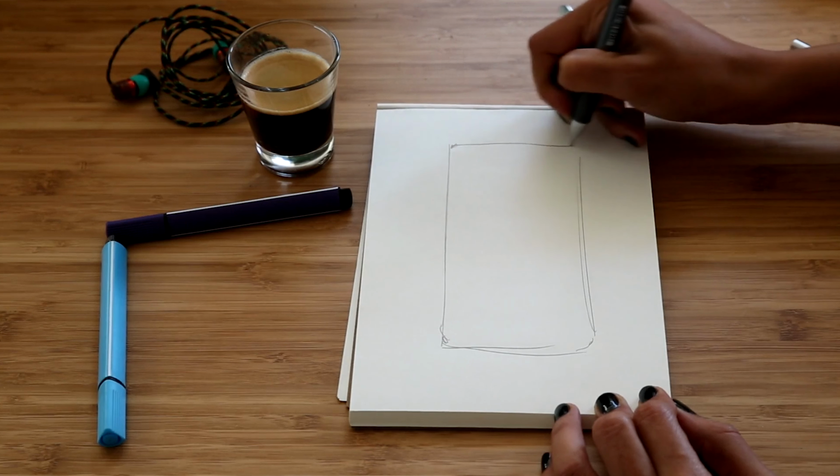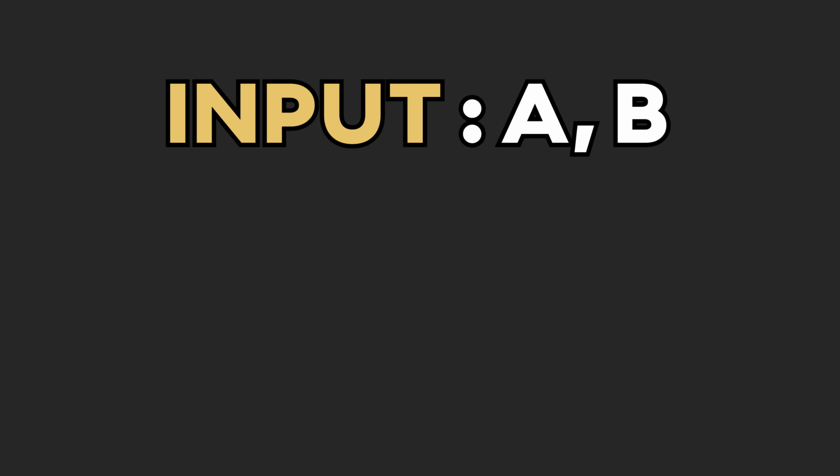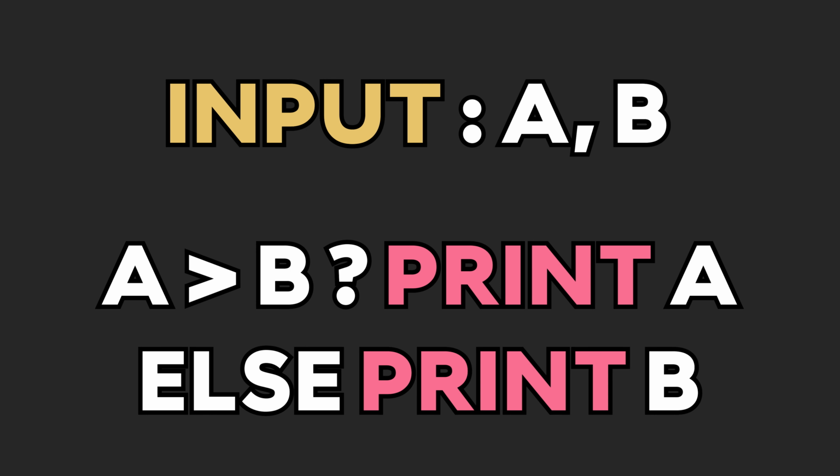Cool. How about you write a flowchart where you take two numbers input from the user and print A is bigger if the first number is bigger, or B is bigger if the second number is bigger. I hope you were able to do that.